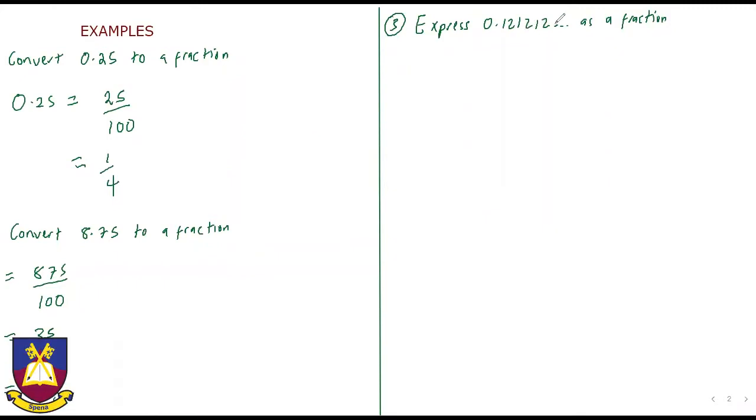1 2 1 2 1 2 and so on as a fraction. Now it's obvious this is a recurring decimal, and we cannot change it the same way like we did for terminating decimals. So we shall start by letting it be x. Then we look for a number that can multiply and transfer this decimal point to come immediately after the first set of recurring numbers.